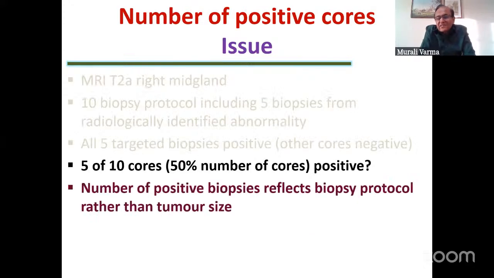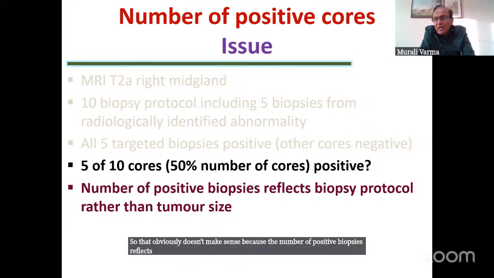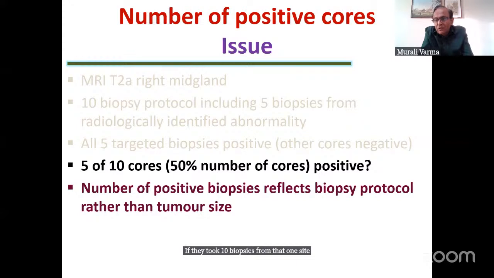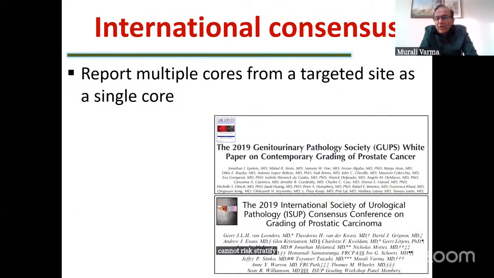So that obviously doesn't make sense, because the number of positive biopsies reflects the biopsy protocol rather than the tumor size. If they've seen a lesion on MR and took only 1 biopsy from it, it would have been 1 core positive. If they took 10 biopsies from that one site, it would become 10 cores positive. So that clearly cannot risk stratify the patient. Now, this has been clarified by GUPS and ISUP in the 2019 papers, where they clearly said that if you've got multiple cores from a targeted site, to consider that as 1 core, and 1 core positive.